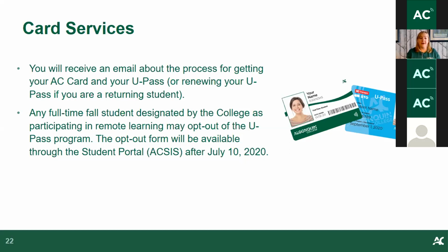One thing to note right now is that any full-time fall student designated by the college as participating in remote learning may opt out of the UPass program. This even applies if you are only participating in remote learning for part of your program, but maybe not another piece of it. The opt-out form will be available through the student portal through Access after July 10th, 2020. So look out for that, and you can opt out at any time, although I would recommend opting out earlier if possible to make sure that you get your full fee assessment back.